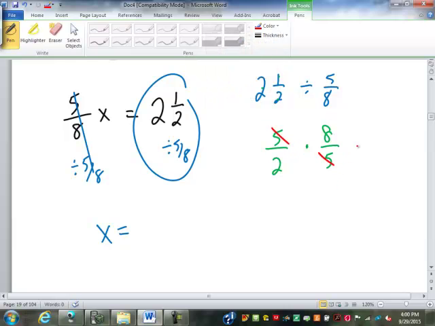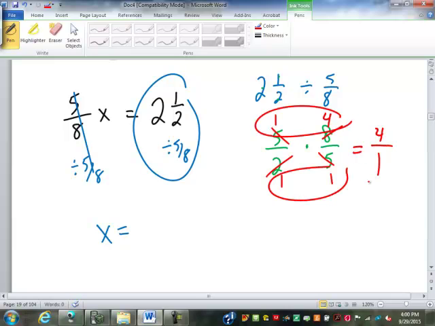5 and 5 can cross cancel, both divided by 5 to give me 1 and 1. 2 and 8 can both be divided by 2 to give me 1 and 4. 1 times 4 is 4. 1 times 1 is 1. 4 over 1, or just 4. X is 4.